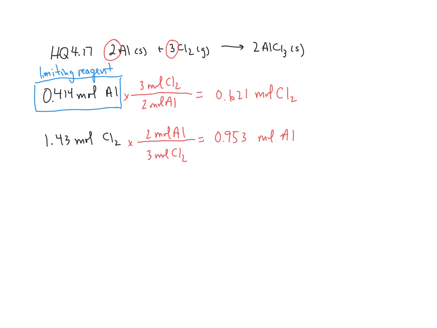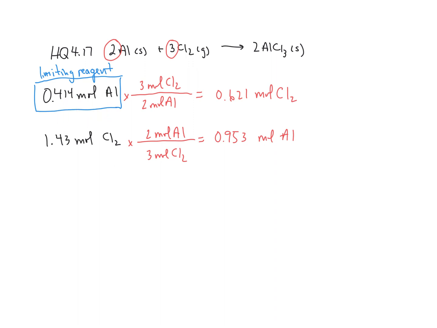That identifies aluminum as the limiting reagent. And we can confirm that by looking over here. Based on all the chlorine in the reaction, 1.43 moles of chlorine, if all of that chlorine reacted, I would need about 0.953 moles of aluminum. I have a lot less than that. So that confirms that aluminum is my limiting reagent.